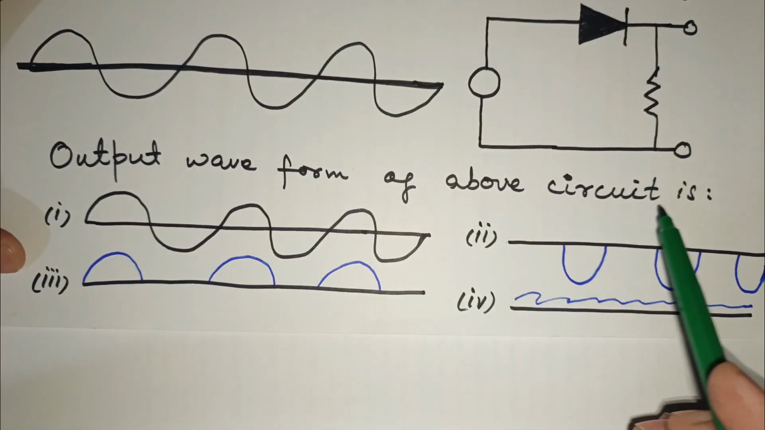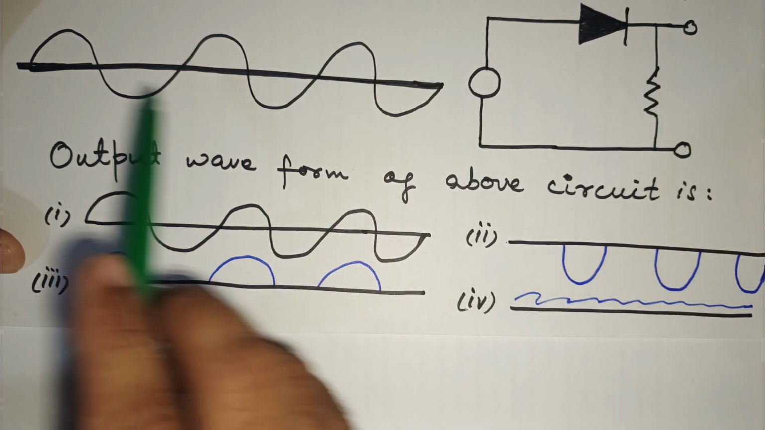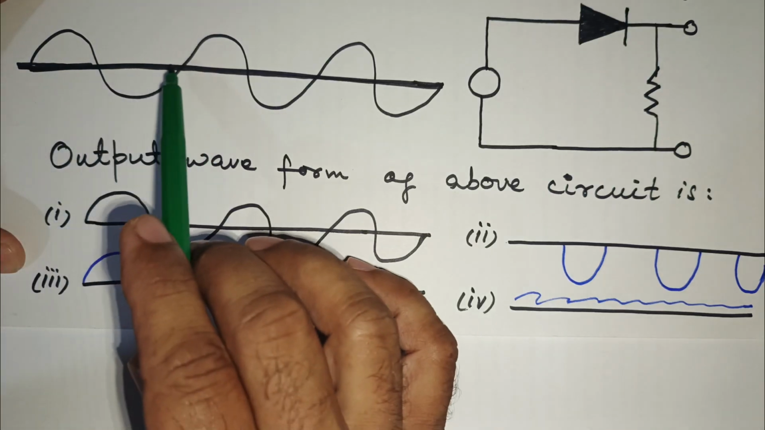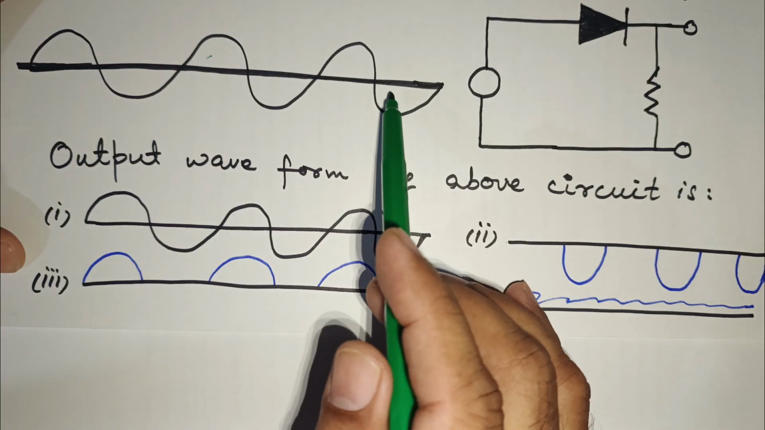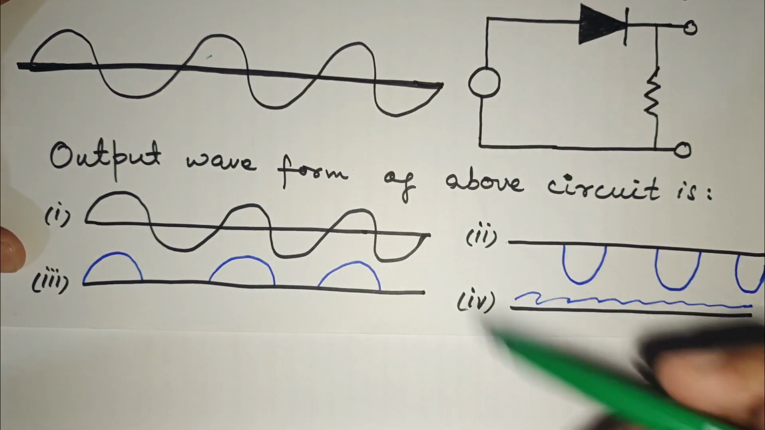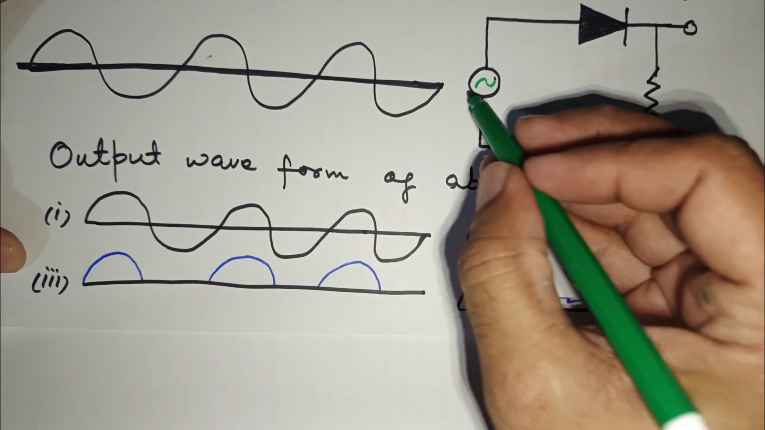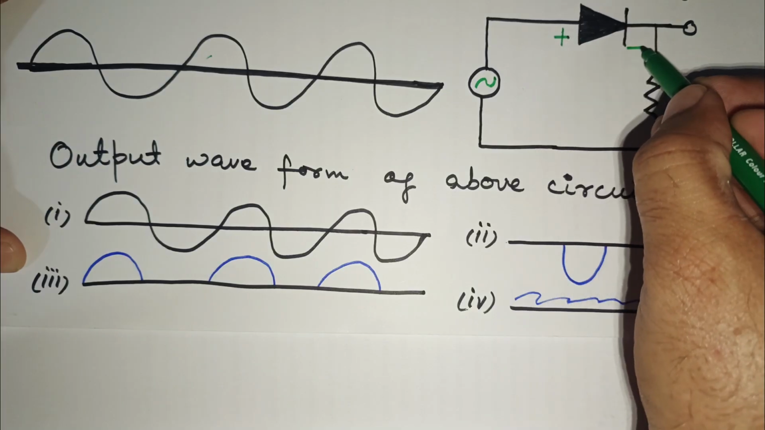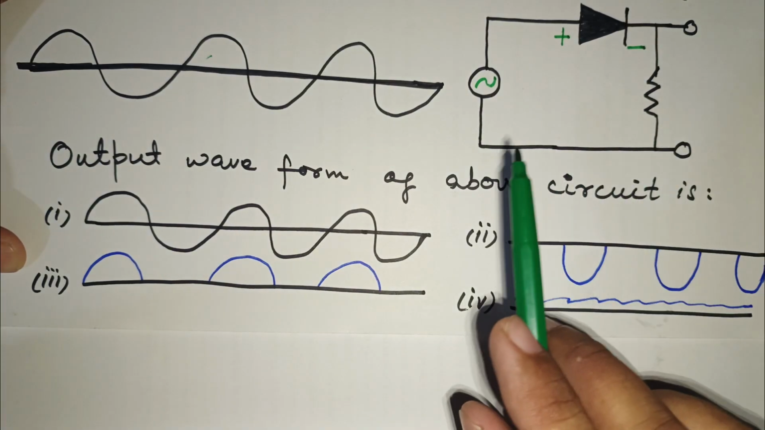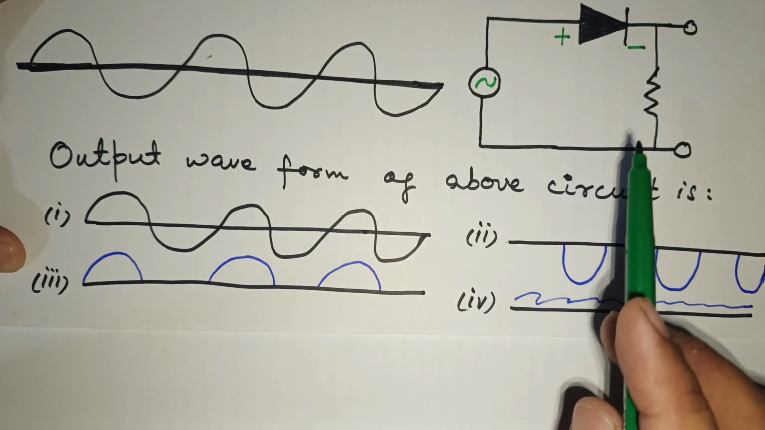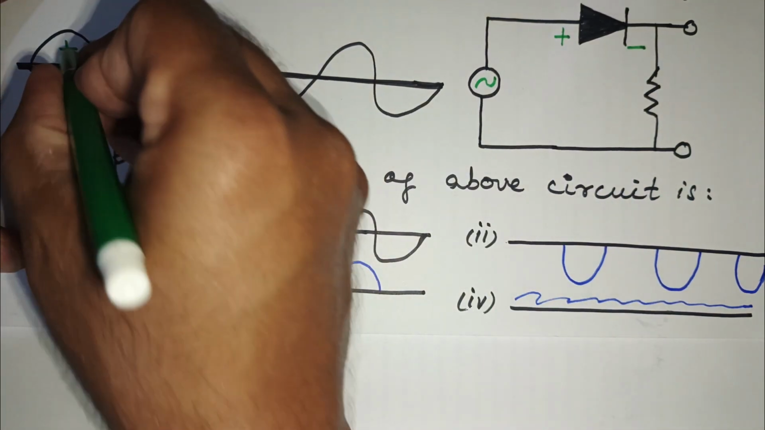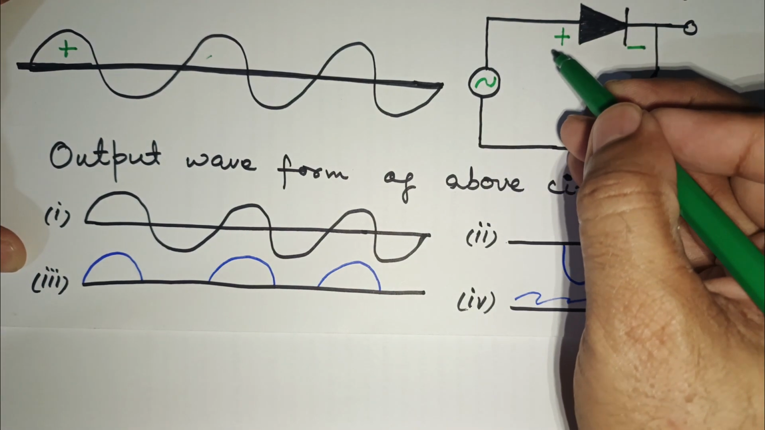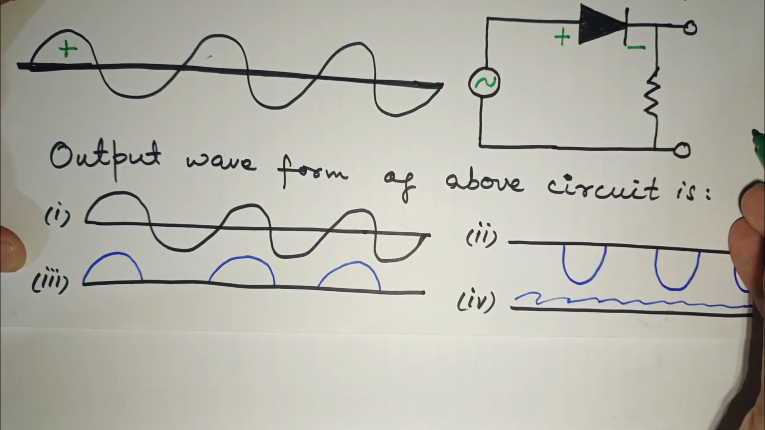Output waveform of above circuit is, this is the circuit, this is the input wave. We can see that the wave is alternating current, 1, 2, 3, 4, 5, 6 half cycles and 3 full cycles. And when this wave comes to this circuit, you see that this is the positive side of the diode and this is the negative side. And we know that the diode conducts only in the forward direction. So when this positive half cycle comes over here, it shows its cards to the terminal that I am positive, it will be allowed, and we have a result.